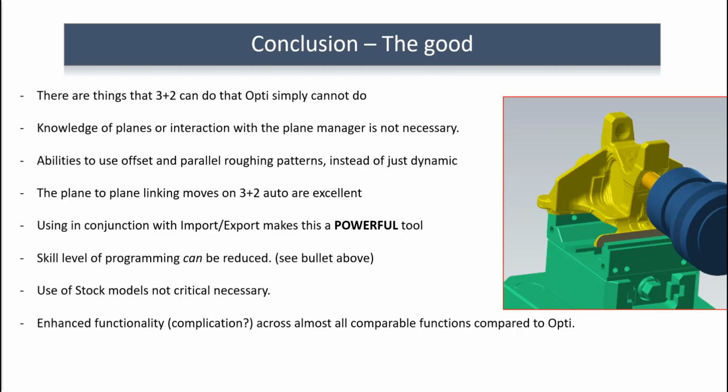It's quick and easy. Skill level programming can be reduced. You don't have to be a complete expert in Multiaxis to run this. Use of stock models is not critical, like it can be with OptiRough. And there's enhanced functionality. It can be used across almost all comparable functions compared to Opti. So it can be used in place of it, but I think in some cases you're better off to make planes and use Opti, depending on the part and what you're expecting to get.